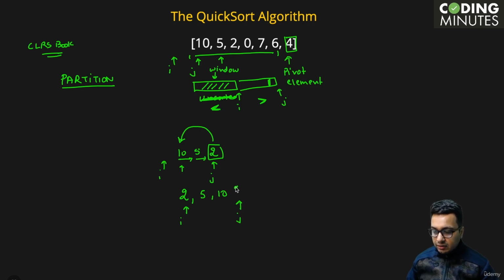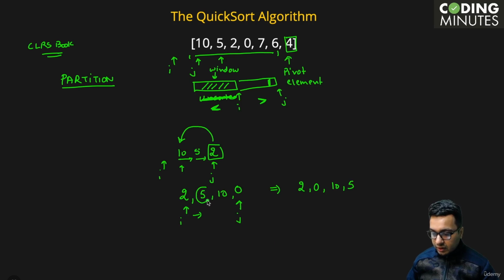So at this particular index, now you have a 0, which is again smaller than 4, right? So you again do the same step. You say, okay, I will do I plus plus, and then I will swap these two elements. So I comes here and you do the swapping operation. It will become something like this. You will have 2 followed by 0 followed by 10 followed by 5.